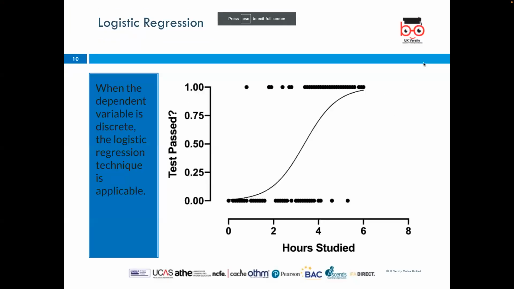The next one is logistic regression. When the dependent variable is discrete, the logistic regression technique is applicable. We can see it in this chart below. You can see the test passed and the hours studied.